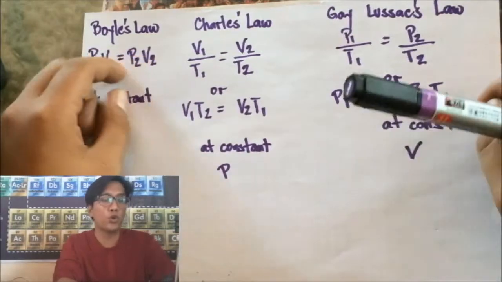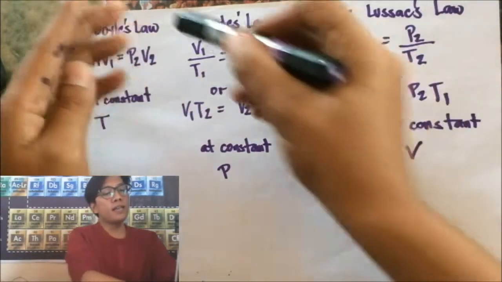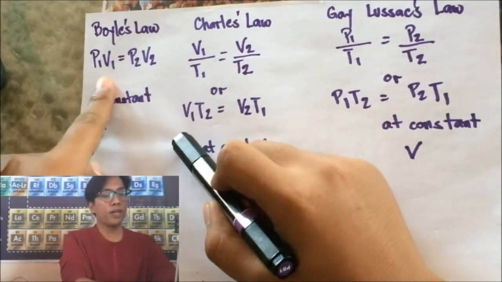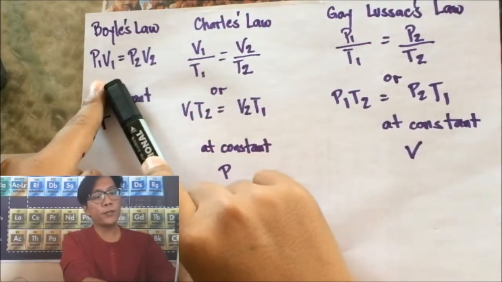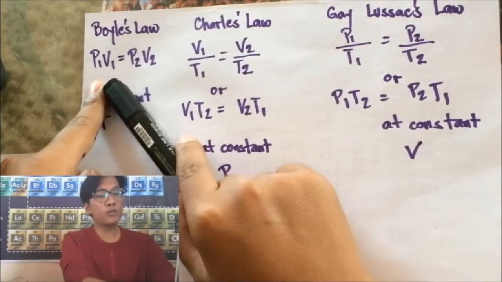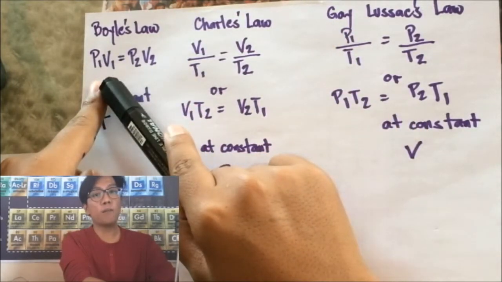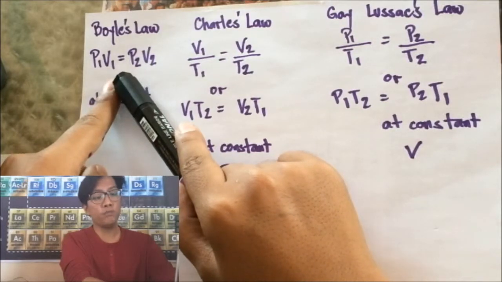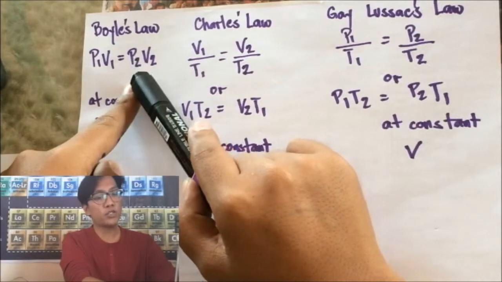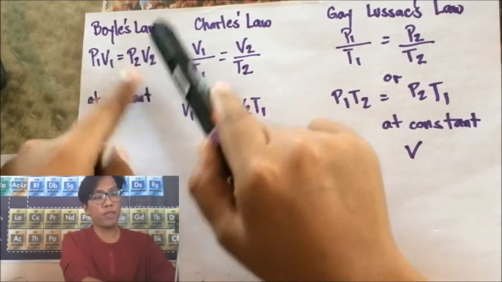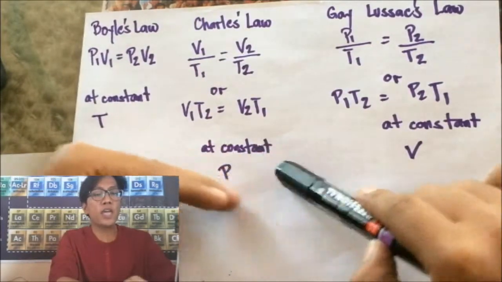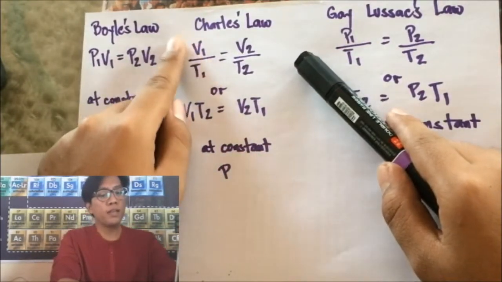That's directly proportional. Now this is how we interpret the equation for Boyle's law. Boyle's law is expressed as the product of initial pressure and initial volume is equivalent to the product of final pressure and final volume. That is Boyle's law.